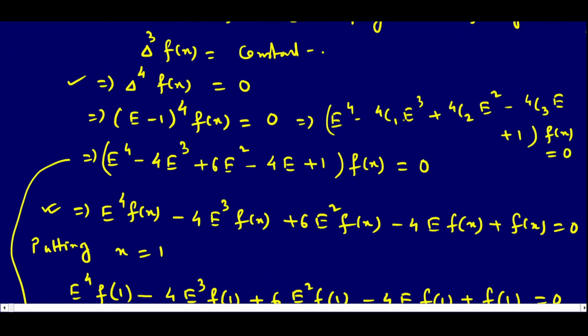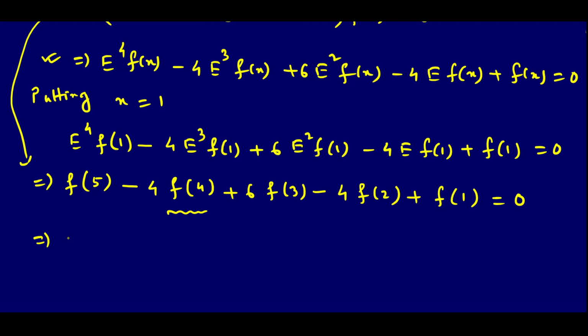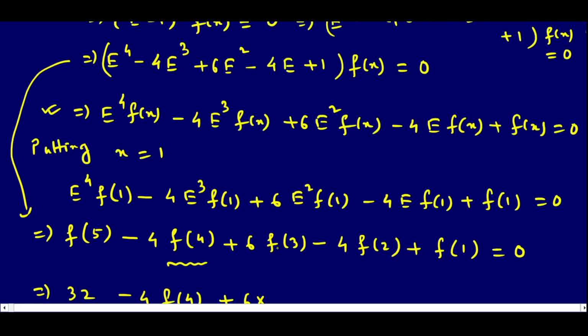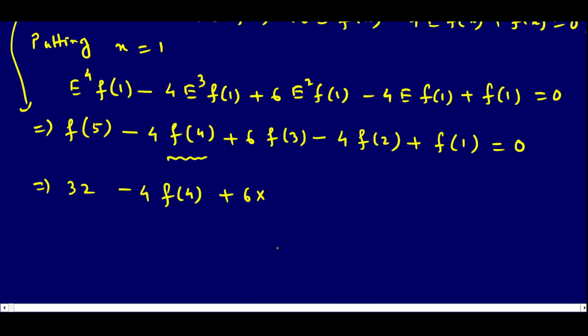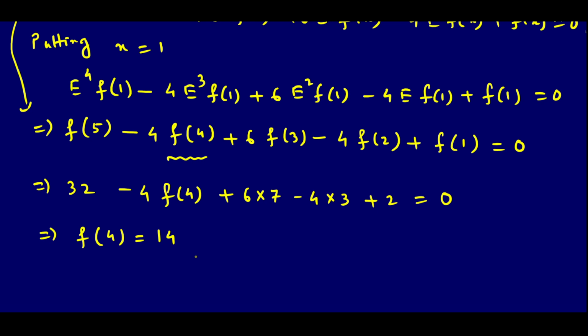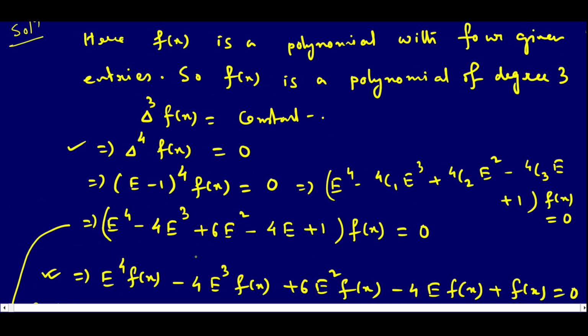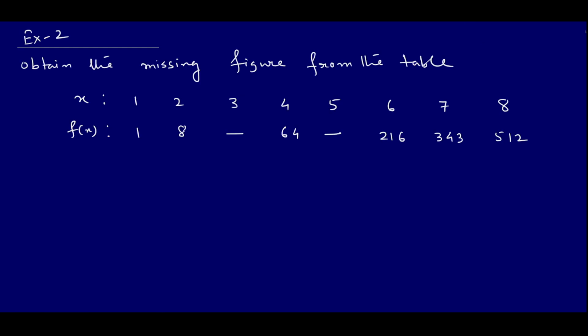And after calculation, that will easily come out. So f of 5 is 32, minus 4 into f of 4, which we don't know because it is missing, then 6 into f of 3. f of 3 is 7, then minus 4 into 5, then plus 2, equals 0. So after simplification, our f of 4 will be 4. Okay, so it's very simple. So which line is important? This fundamental theorem of difference. Since there are 4 entries given, delta to the power 4 f of x equals 0. So let us take one more example, then it will be clear to all of you.